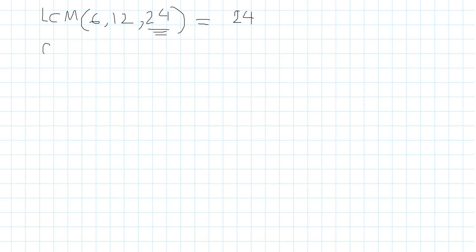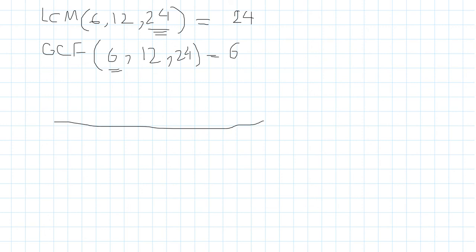And for the GCF between them, the smallest number is the GCF. It is 6. Easily we can find them without solving. When we want the LCM of two or three numbers and they can divide each other, we can say the biggest number is the LCM and the smallest number is the GCF.